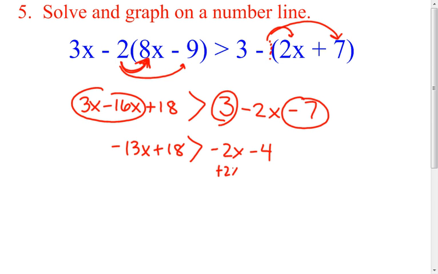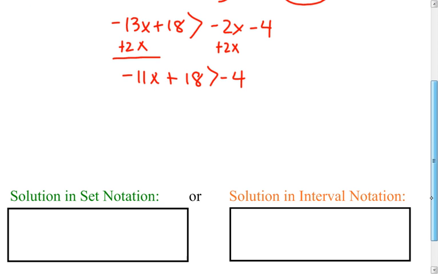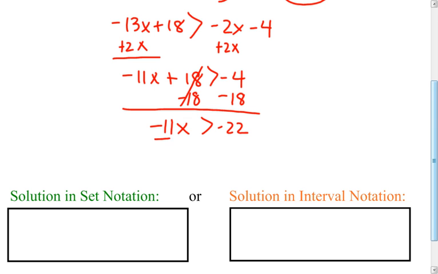Add 2x. So I'll have negative 11x plus 18 is greater than negative 4. Subtract 18. Again, I'm subtracting, so I do not need to multiply or divide by, or switch the direction of the inequality because I'm not multiplying or dividing by a negative. Negative 11x is greater than negative 22. Now divide by a negative 11, and because I divided by a negative, I need to switch that direction, and it will become this. Okay?